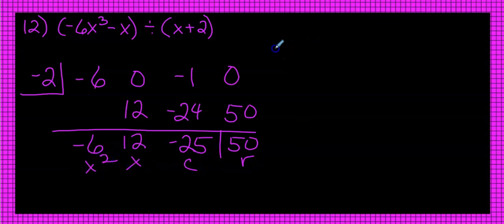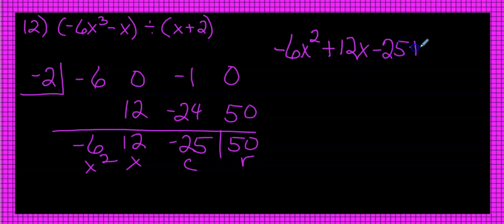So my answer looks like this. So again, what that means is x plus 2 is not a factor of this polynomial. So if I were to graph this polynomial, I would not find a root at negative 2.